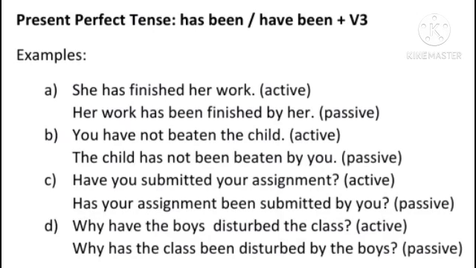Present perfect tense. In active voice, we use has or have as helping verbs and third form of the main verb. In passive voice, we'll use has been or have been and third form of the main verb. Examples, she has finished her work. Now her work, which is the object in active, will become subject in passive. Her work has been finished by her.